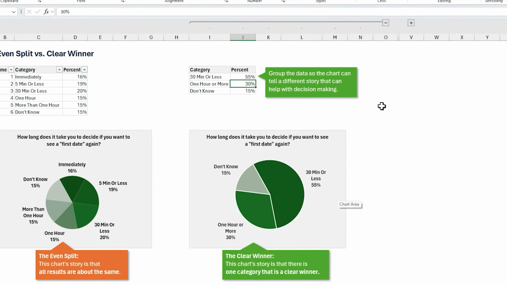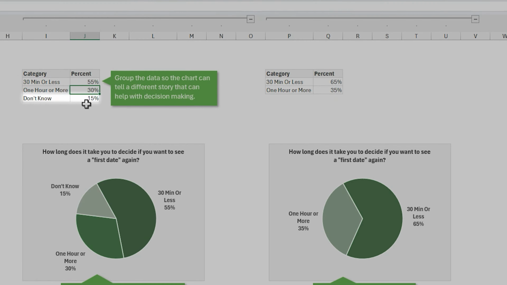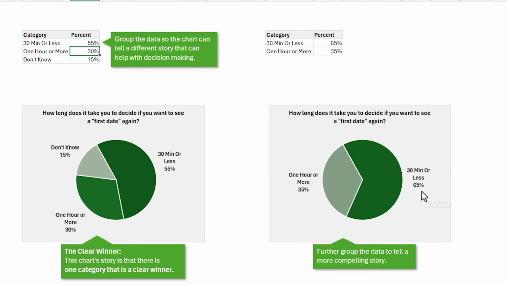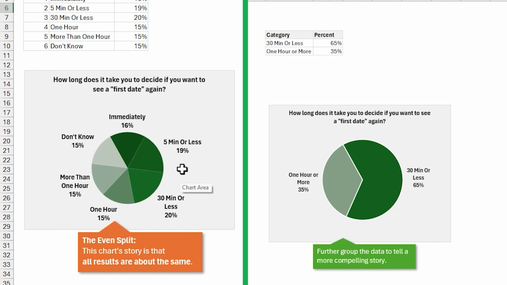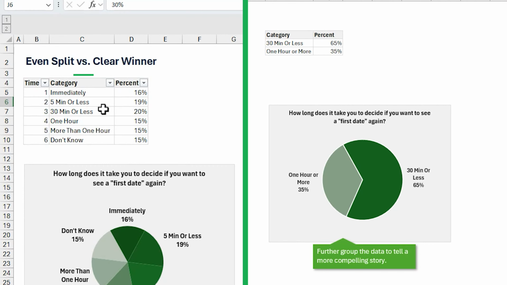And you can continue to refine this. In this example, I've just removed the don't know category because it really wasn't helpful. This now becomes a 65-35 split. This is much easier to see and understand versus this chart over here, which shows the even split. Now, I'm not saying you want to do this in all scenarios. It won't make sense in all scenarios. In this particular case we can do this because we're dealing with times as our categories, but you do want to consider the story that the chart is telling in order to enhance it and help make it easier for the reader to make decisions.